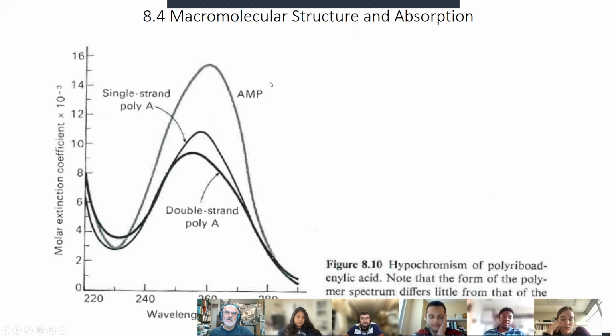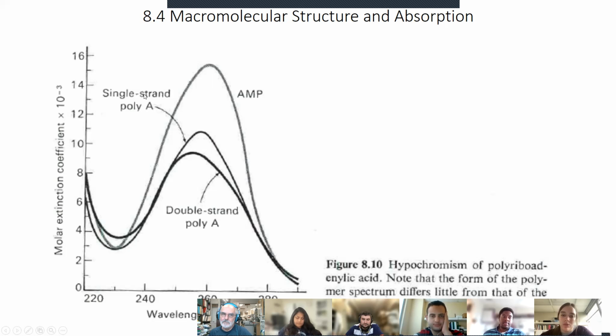And what you can see is that AMP alone has a peak around 260. Okay, that table previously says it's around 257 or something. All right. Single-stranded poly A has a slightly shifted peak, but also a smaller extinction. Double-stranded DNA has a slightly more shifted peak and less absorption. So these are reflections of what are known as hypochromism. It's a change in the absorbance depending upon the nature of the polymer and of its molecular state.